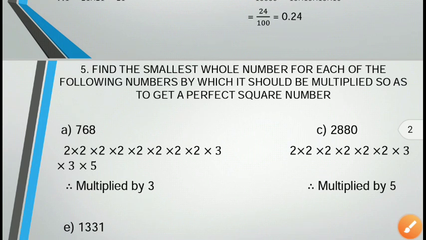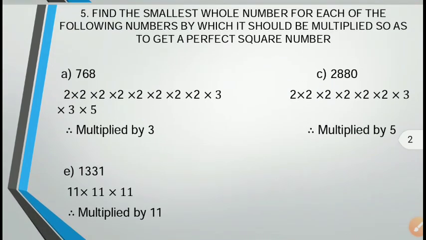Clear? But here 24 upon 100 is there, so 0.24 will be your answer. This was your question number 4. Question number 5: find the smallest whole number by which each of the following numbers should be multiplied so as to get a perfect square number.